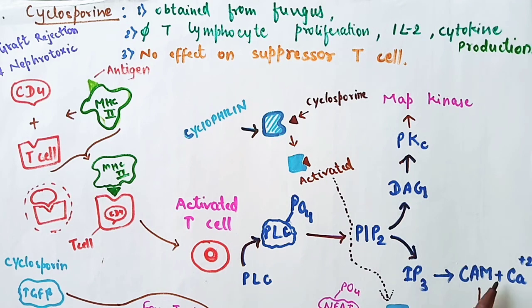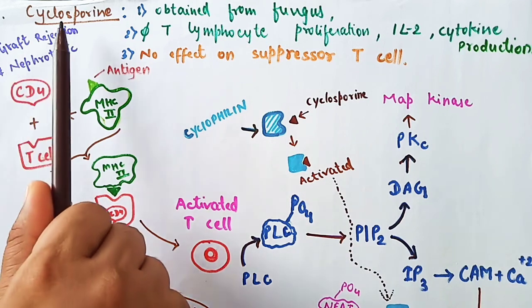This complex binds to a calcineurin enzyme. This calcineurin is a serine threonine phosphatase. So this causes activation of NFAT, converting phosphorylated NFAT into simpler NFAT, which is involved in the production of interleukin-2. This interleukin-2 is essential for T cell proliferation, multiplication and differentiation.